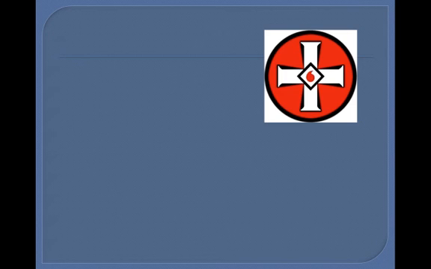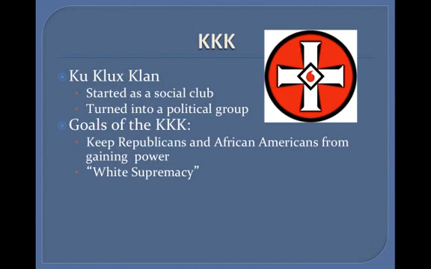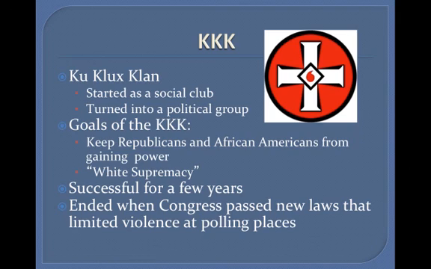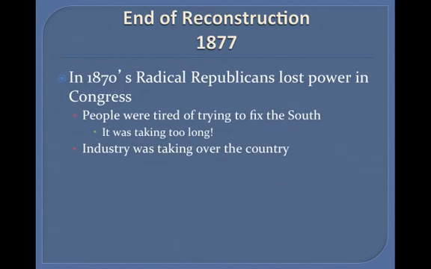They had a couple different times in which they were powerful, one now and also one in the 19-teens. The Ku Klux Klan was a social club that turned into a political group, and their goal was basically white supremacy. They wanted to keep Republicans and African Americans from gaining power. They were successful for a few years, but eventually Congress is going to limit this violence, and it's going to really limit their power. What ends up happening is Reconstruction as a whole comes to an end here in 1877.